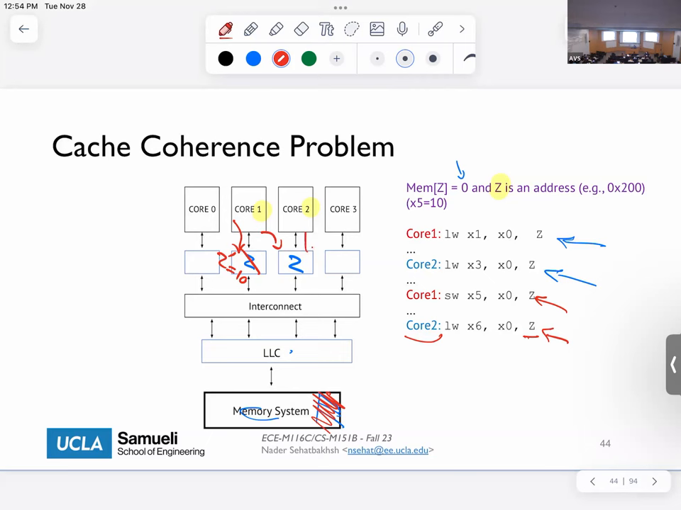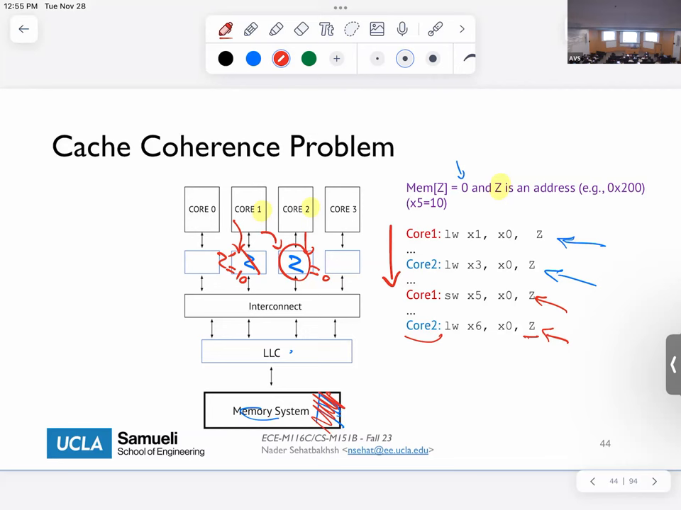It's going to go to its own L1 cache and see that Z is here, and the value stored here was zero, not 10. So it's going to load zero and then continue. Whereas if you think about the ordering of this program, this was supposed to be a parallel programming system. If core number one updated that Z, everybody else should have seen that Z. But given that you're not seeing this updated value of Z, we end up with an incorrect copy in the private cache of core number two.